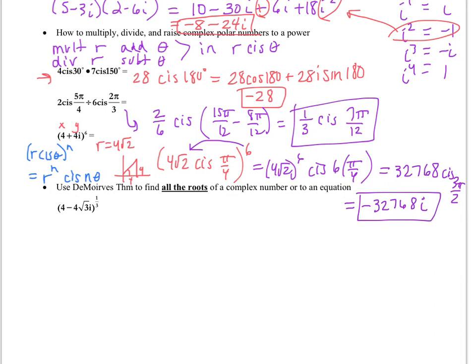Alright, last up in our simplifying with imaginary numbers is de Moivre's theorem. And de Moivre's theorem is used to help us find all of the roots of a complex number or an equation. So the first thing that we need to do is put our value into r-cis theta form.